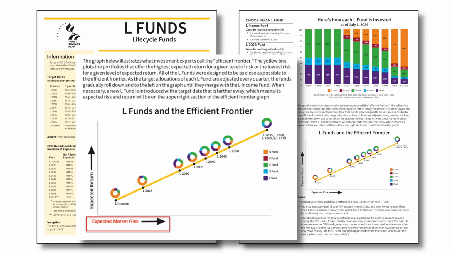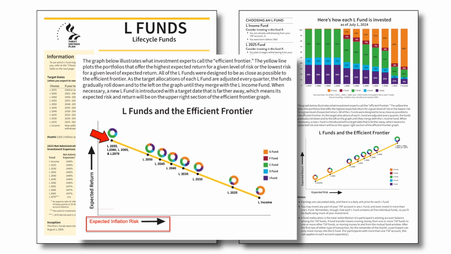But what if instead we were graphing expected inflation risk, where we were graphing all the Lifecycle funds' risk of losing real value because of inflation? Then the graph would look like this, where the later year Lifecycle funds with the highest expected returns have the lowest risk of losing real value because of inflation, and the L Income Fund with the highest allocation to the G Fund would have the highest risk of losing real value. If we graphed your risk of not having enough assets in retirement, then the Lifecycle fund with the lowest expected return would also have the highest risk of creating an asset shortfall, which would also be the L Income Fund. So I think they should have defined what type of risk was being graphed a little more clearly.